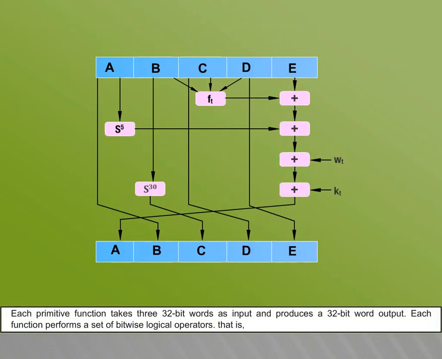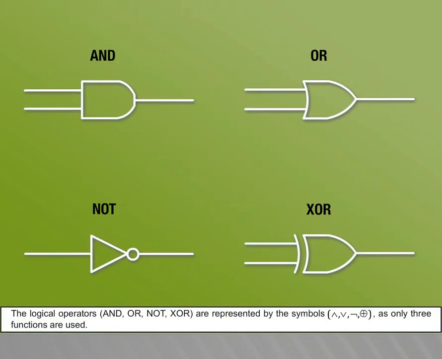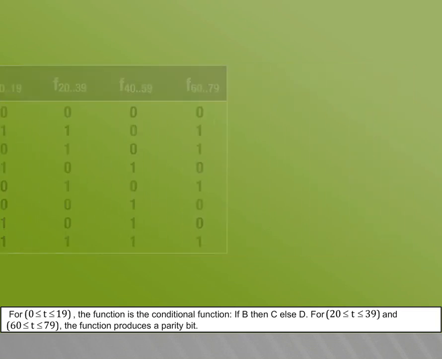Each primitive function takes 3 32-bit words as input and produces a 32-bit word output. Each function performs a set of bitwise logical operations, that is, on the nth bit of the 3 inputs. The logical operators AND, OR, NOT, XOR are represented by symbols, and only 3 functions are used. For 0 ≤ t ≤ 19, the function is the conditional function: if B then C else D. For 20 ≤ t ≤ 39 and 60 ≤ t ≤ 79, the function produces a parity bit.